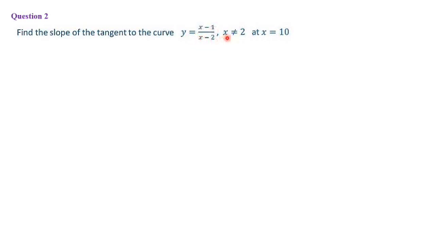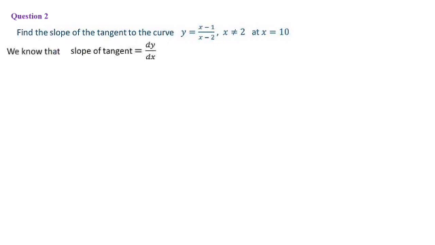Move on to question number 2. The question is, find the slope of the tangent to the curve y = (x - 1)/(x - 2), x not equal to 2, at x = 10. We are asked to find the slope of the tangent at x = 10. As we know, slope of the tangent means first we have to find the derivative, and after finding the derivative, replace x with 10, you will get the answer. So always you should recall the process before you start, so that it will be familiar when these types of questions are asked.